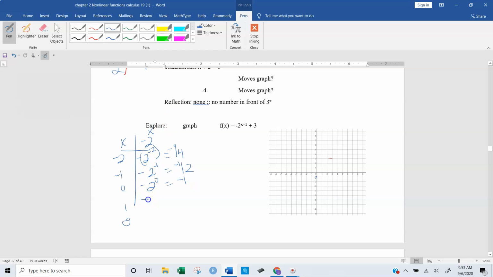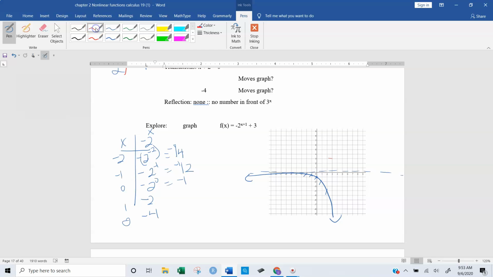So -1, -2, -4. So again, my asymptote is going to go here. It's not going to get to 0, but this time it's going to approach from the bottom. So we go to -1/4, -1/2, -1. 1 is -2, and 2 is -4. And draw in your parent graph. There we go.